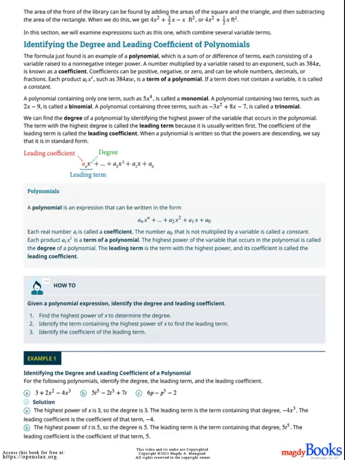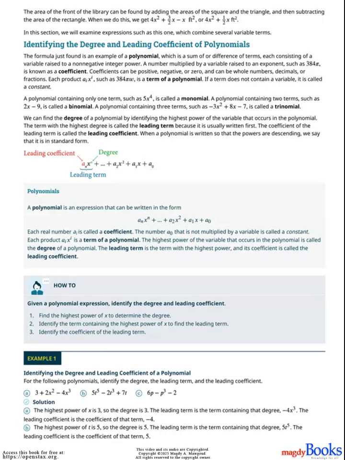A. 3 plus 2x squared minus 4x cubed. B. 5t to the power of 5 minus 2t to the power of 3 plus 7t. C. 6p minus p to the power of 3 minus 2. Solution. A. The highest power of x is 3, so the degree is 3. The leading term is the term containing that degree, negative 4x cubed. The leading coefficient is the coefficient of that term, negative 4.